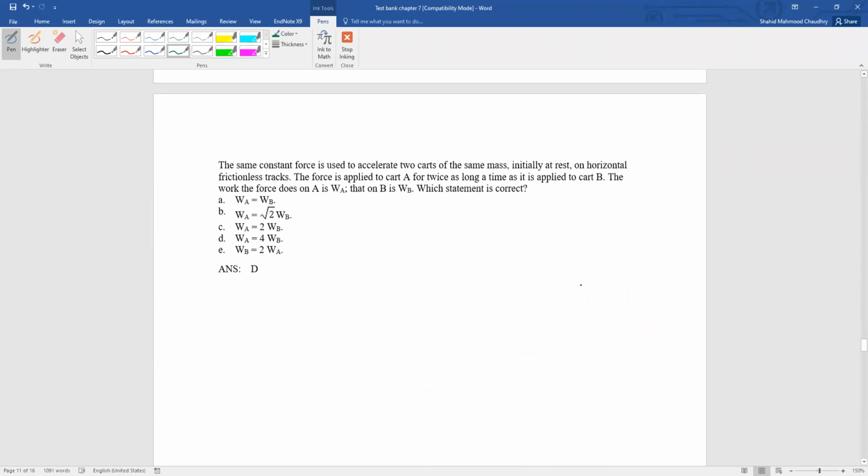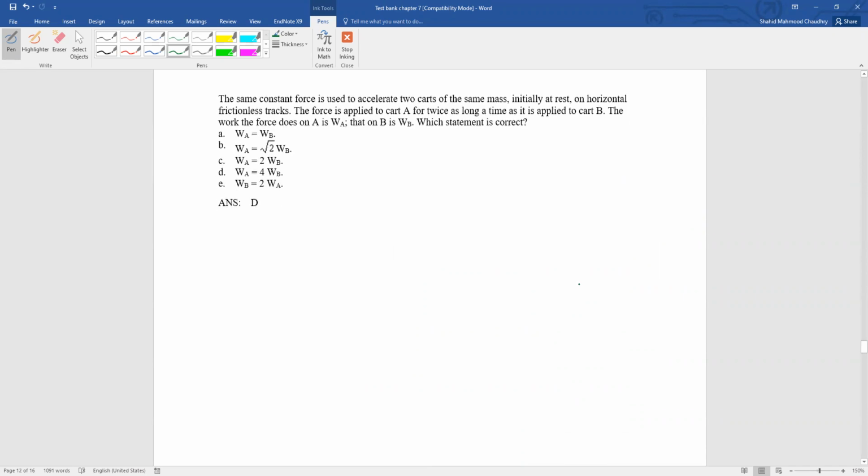So this is a little bit of a technical question. The same constant force is used to accelerate two carts of the same mass. Suppose we have one cart A with mass m_a and one cart B with mass m_b. So same masses. Initially at rest on a horizontal frictionless track, the force is applied to cart A for twice as long as it is applied to cart B.